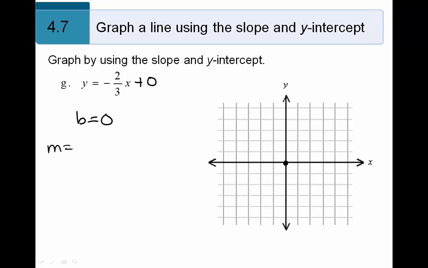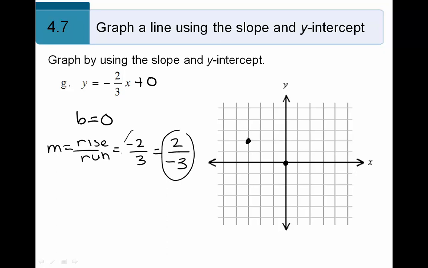Slope, we can either use -2/3, or we can use 2/3. Okay. So I'm going to use this one to start with. I'm going to rise 2, run -3, and I may as well use this one once also. Rise -2, run 3. Good enough?